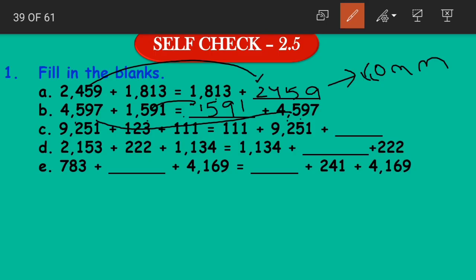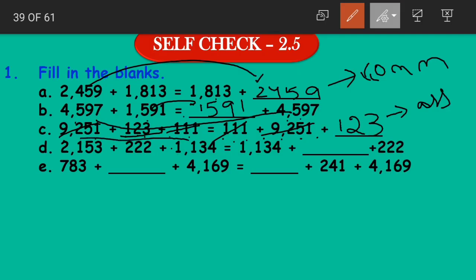Again, coming to question number C. See, 9251 plus 123 plus 111 is equal to 111 plus 9251 plus blank. See, we have 9251 on both sides, and we have 111 as well. Now which number do we not have? We don't have 123. So we'll write 123 here. Now this is our associative property. Yes, there are three numbers and their groups are changed. So this becomes the associative property.